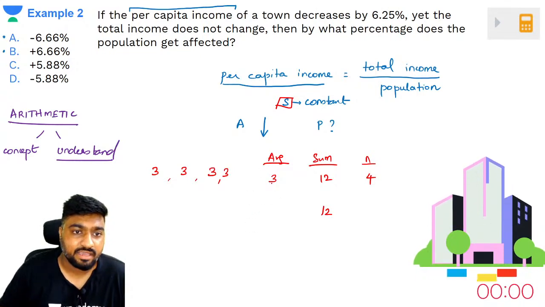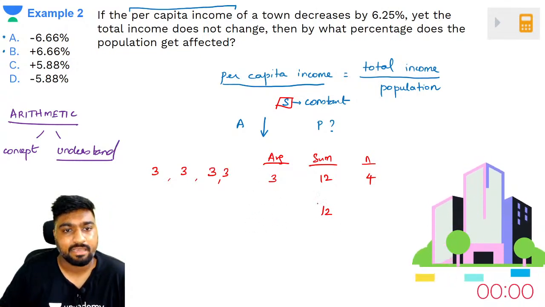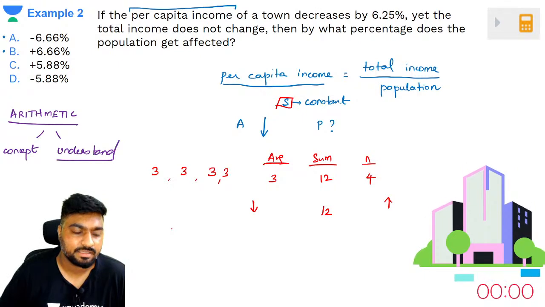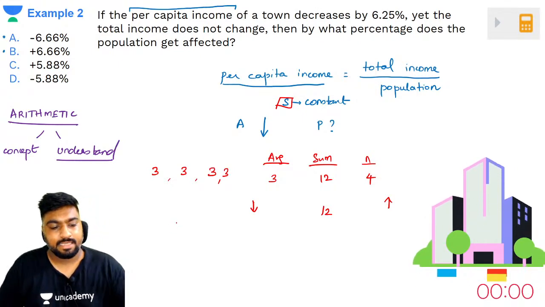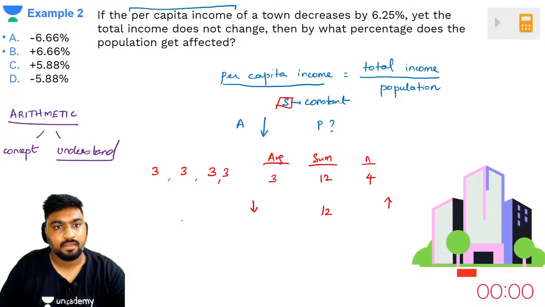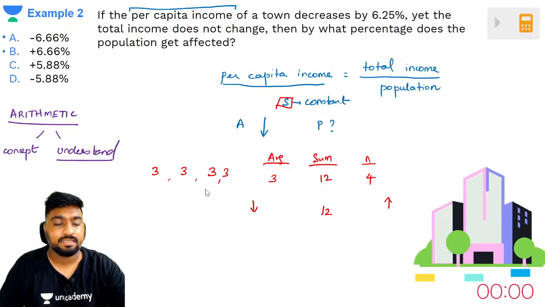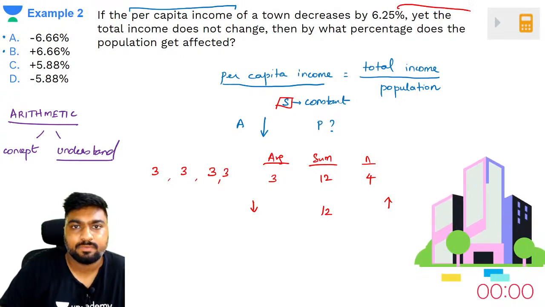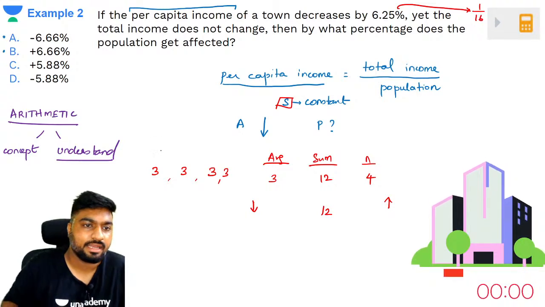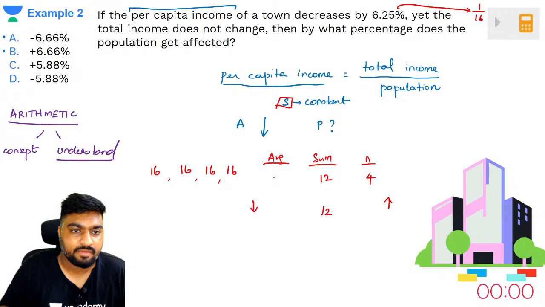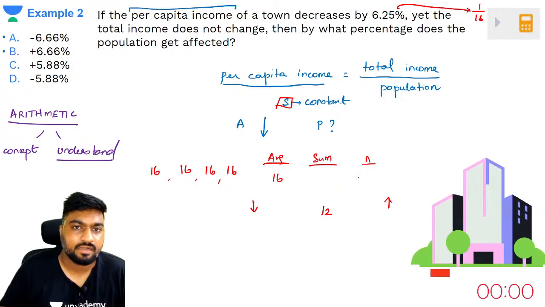The average decreases. So if the average decreases and the sum is still the same, it basically means what? It means that the number of terms must increase. Say yes if you agree with this, guys. So if I'm saying it decreases by 6.25%, what is 6.25%? 6.25% is nothing but 1 by 16. So I'm going to assume each of these terms are 16. The average becomes 16.